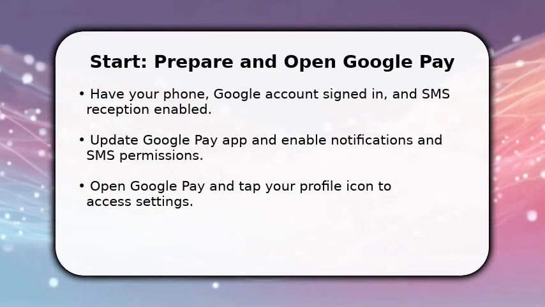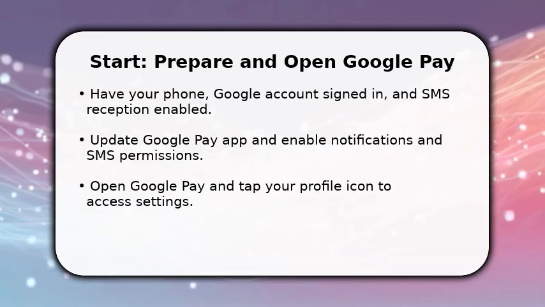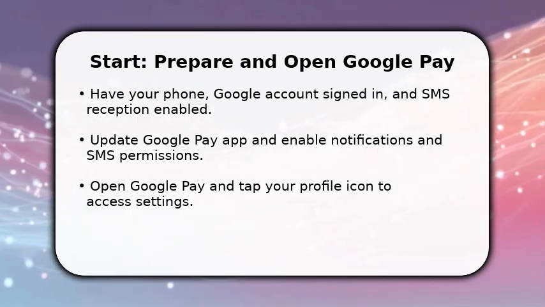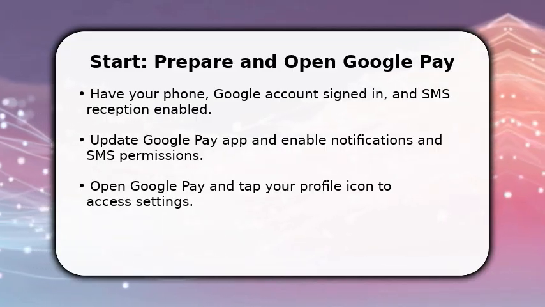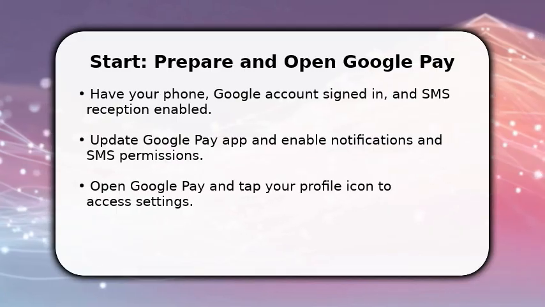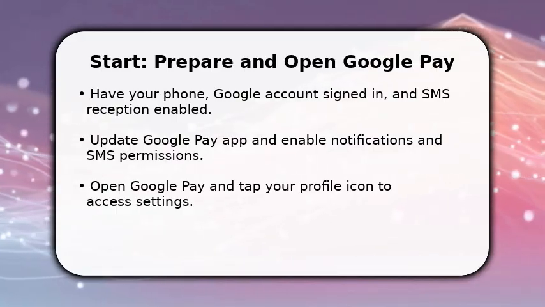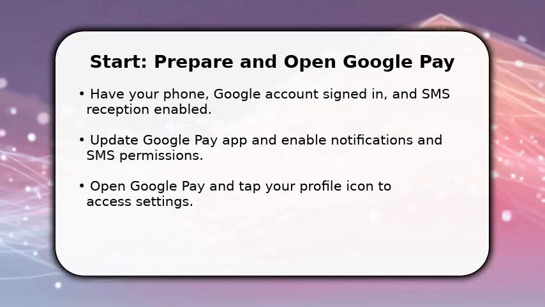You'll begin by confirming the essentials so verification goes smoothly. Make sure you're signed into the correct Google account, the Google Pay app is updated, and SMS permissions are allowed. Once done, open Google Pay and tap your profile icon in the top corner to access account settings.